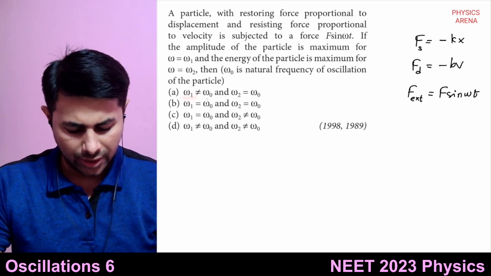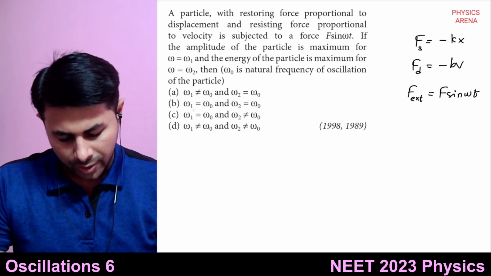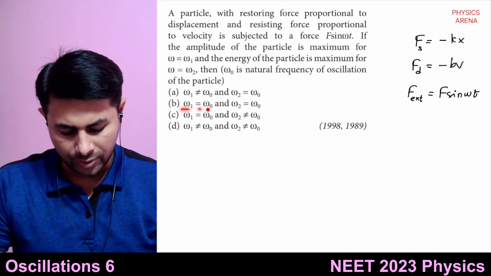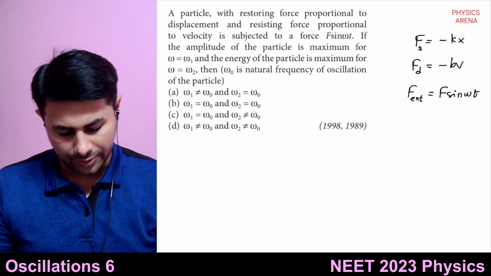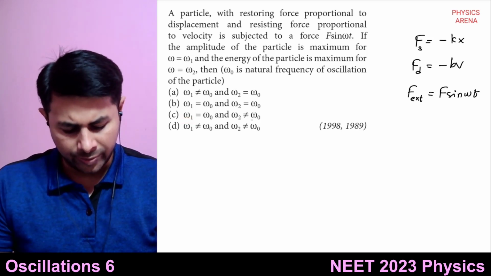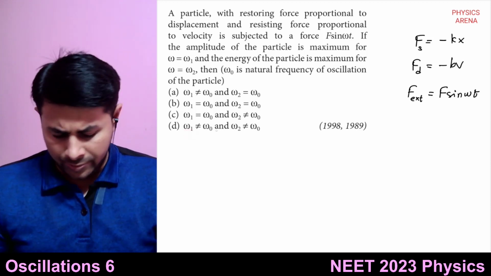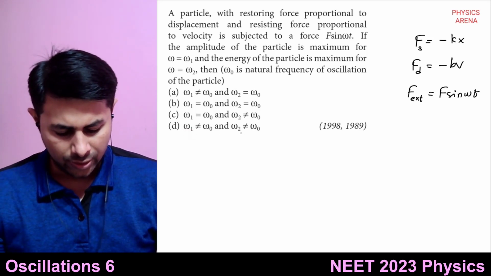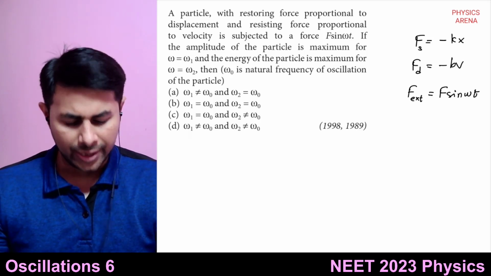So what will be the answer of this? Option A: omega 1 is not equal to omega naught, and omega 2 equals omega naught. Option B: omega 1 is equal to omega 0, and omega 2 equals omega 0. Option C: omega 1 equals omega 0 and omega 2 is not equal to omega 0. Option D: omega 1 not equal to omega 0, omega 2 not equal to omega 0. Tell me what will be the answer.